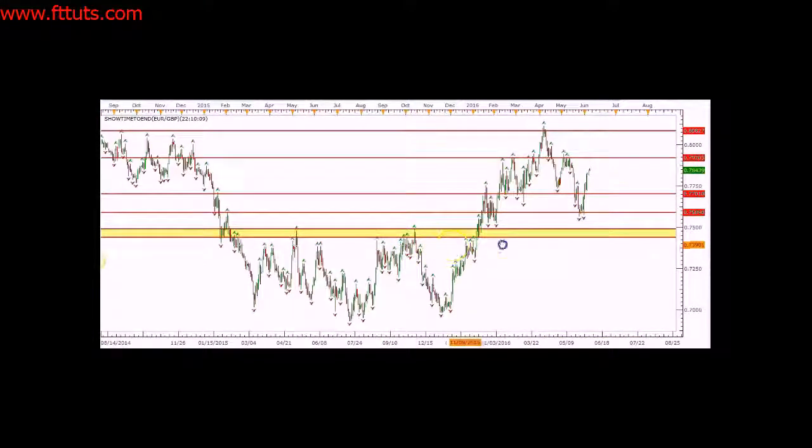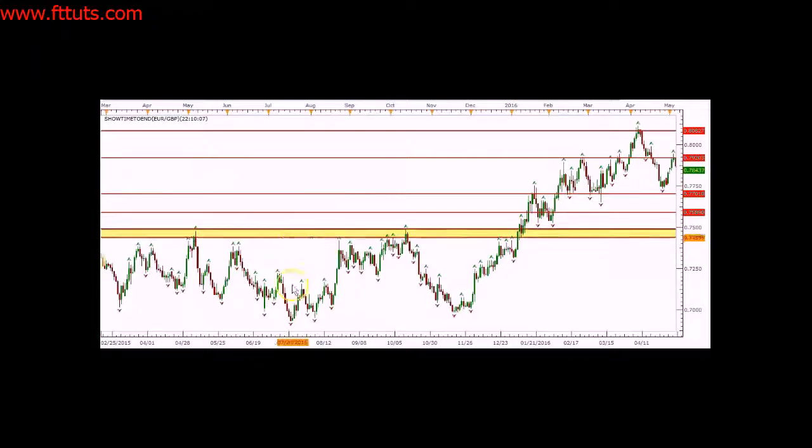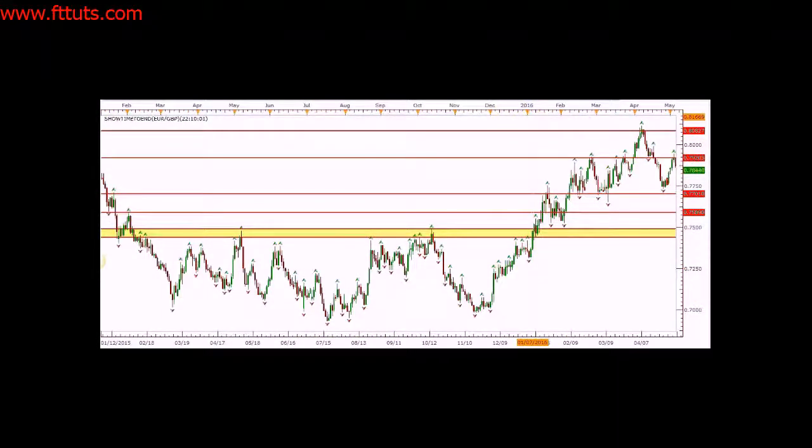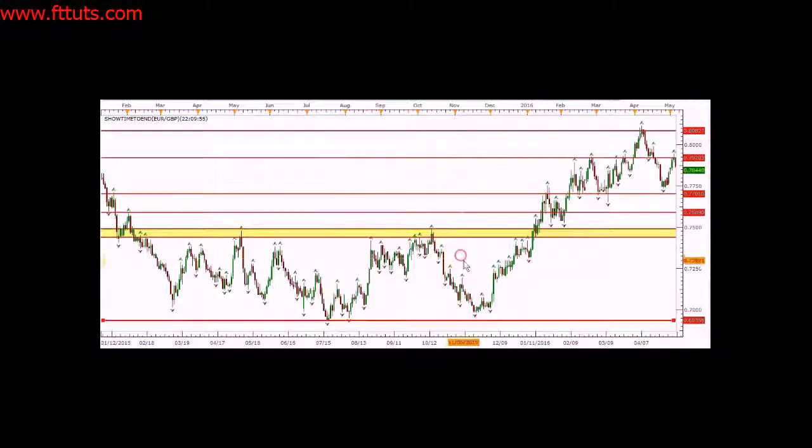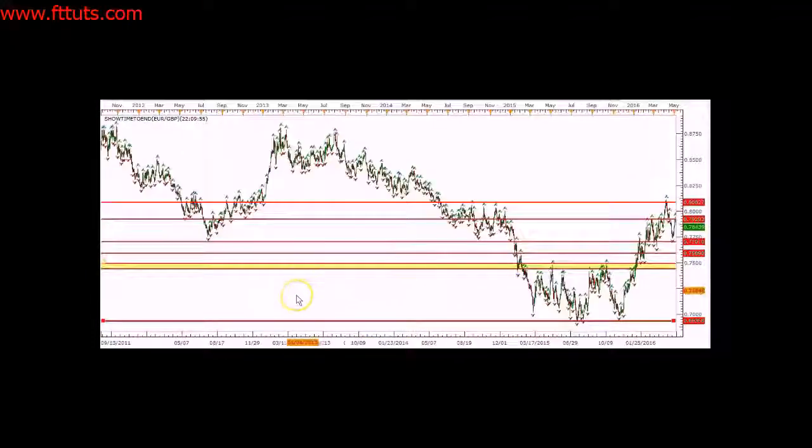And then finally, I don't really need to mark anything in between this area because we're so far away from that level. So what I'm going to do is just mark a bottom down here. So I'll mark a bottom level and then see if it's been tested.